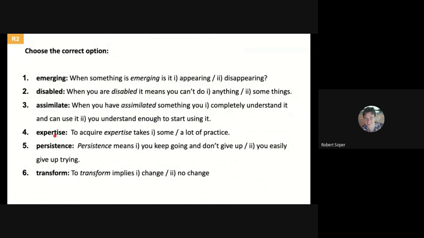Expertise. To acquire expertise takes some or a lot of practice. And the correct answer here would be a lot of practice. The idea here is to be an expert, and all experts have expertise. You need to practice a lot. You need to spend a lot of time developing that expertise. In fact, Malcolm Gladwell said it was something like 10,000 hours, or 10 years, I think it was, to develop expertise.